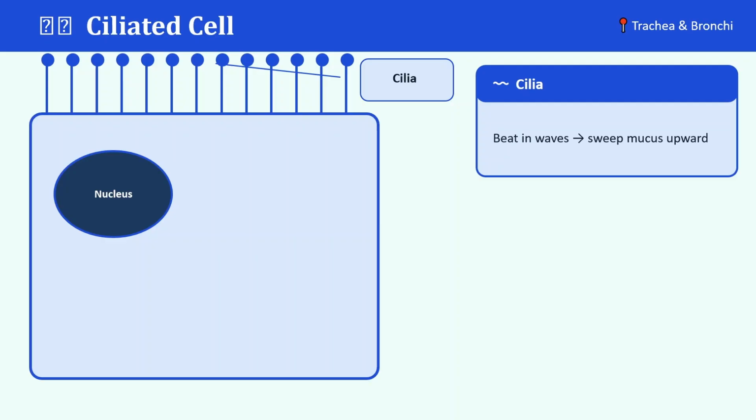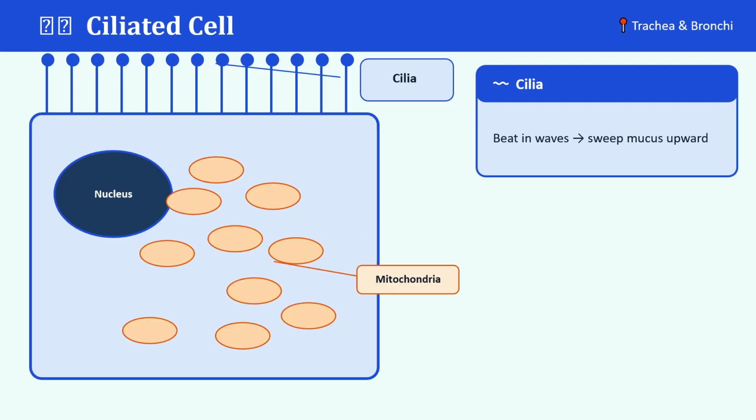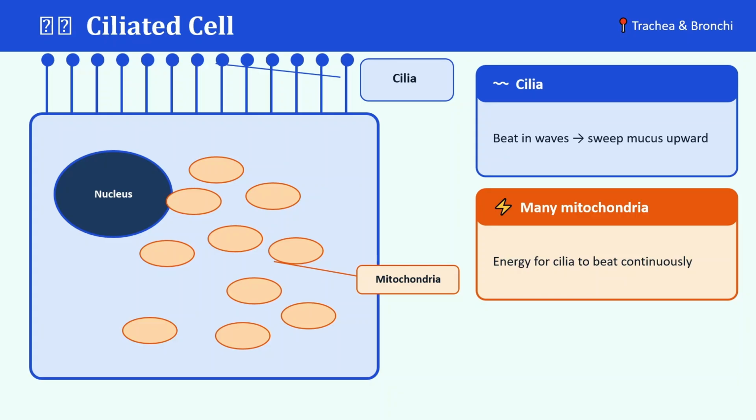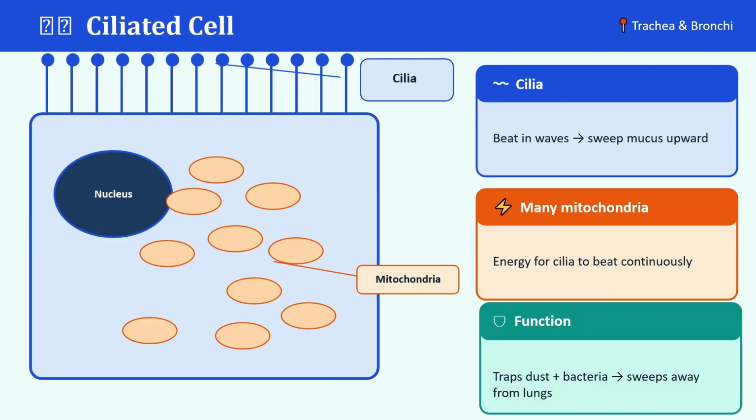Now look inside the cell. All those orange oval shapes are mitochondria. There are many more than you would find in a typical cell. Why? Because beating cilia all day long requires enormous amounts of energy. Mitochondria release this energy through aerobic respiration. More cilia to beat, more energy is required, so more mitochondria are present. This is the golden rule for specialized cells. The structure is always directly matched to the function.